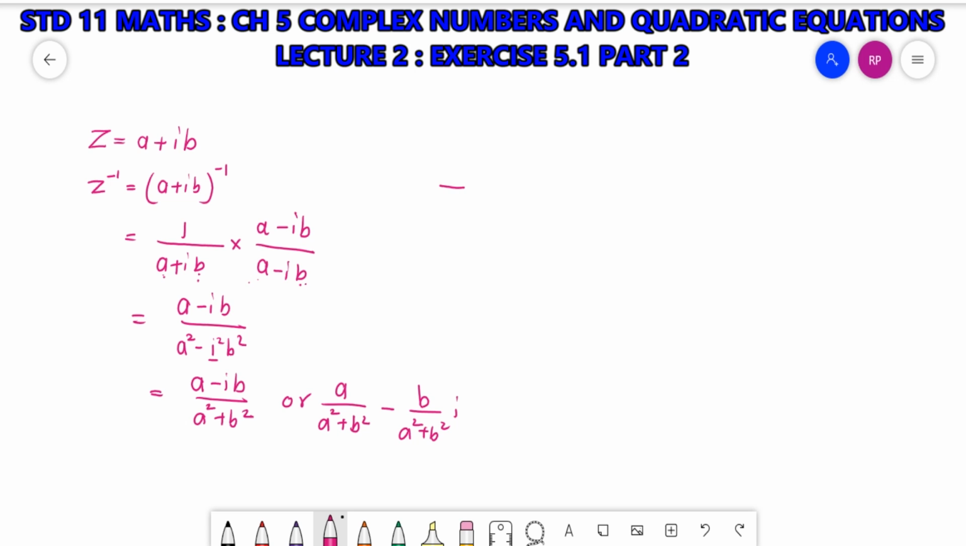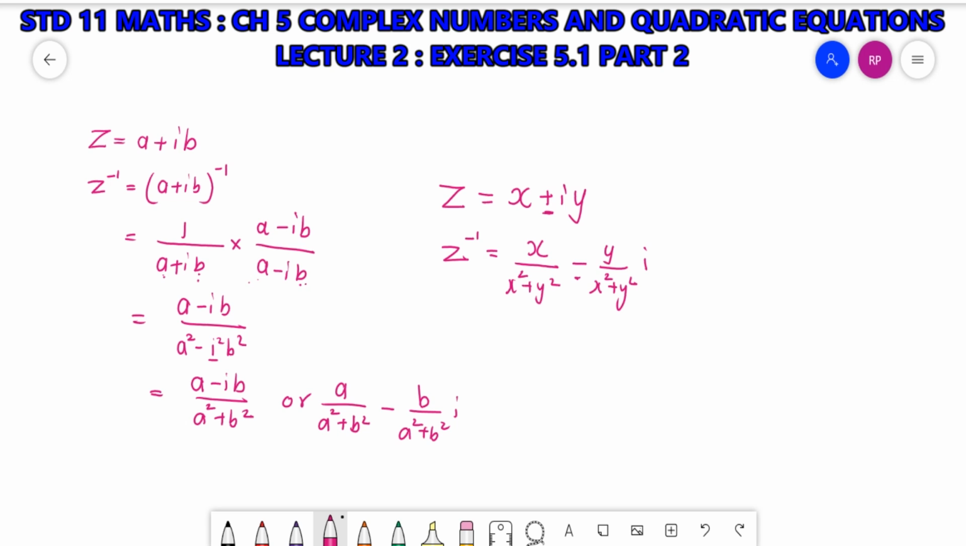So for the multiplicative inverse we will use a shortcut: if z is equal to x plus iy, then z inverse will be equal to x upon x square plus y square minus y upon x square plus y square i. Remember, you need to change the sign before i. Clear? If it was x minus iy, then it would be x upon x square plus y square plus y upon x square plus y square into i. So we'll be using this for the further questions.